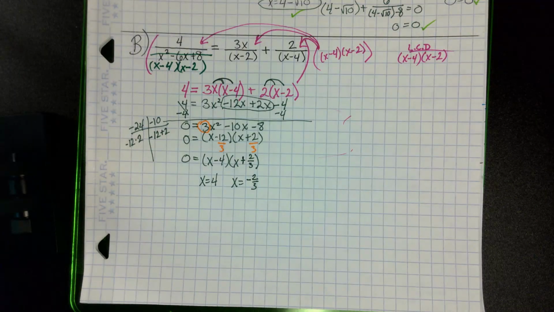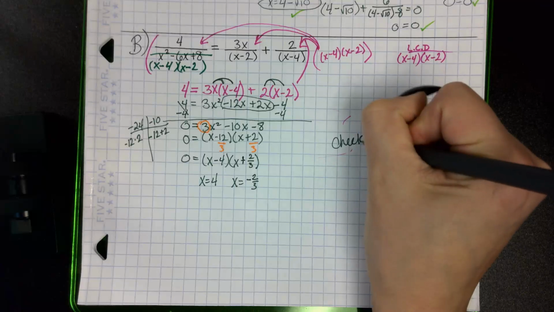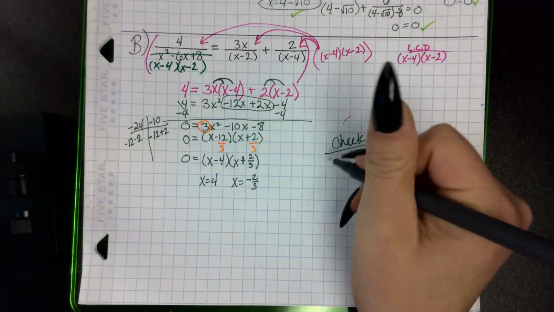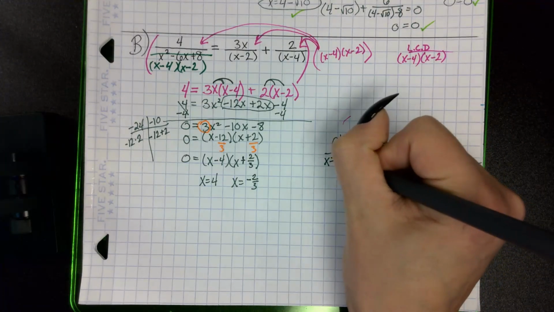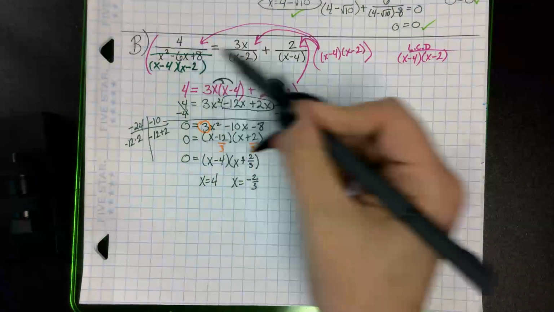So I got 2 potential solutions. They might be the solutions. Maybe there's not an actual solution. Maybe they're both just extraneous. So I have to check my work. So go over to the side. I'm going to check when x equals 4. I'm plugging into my original equation.